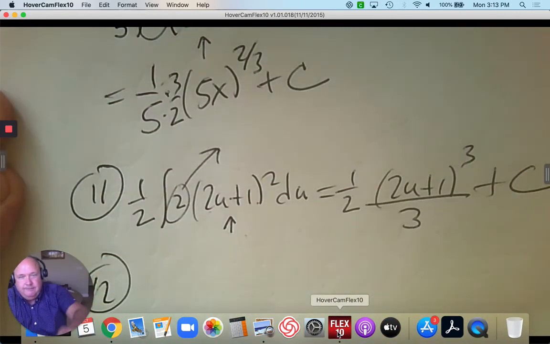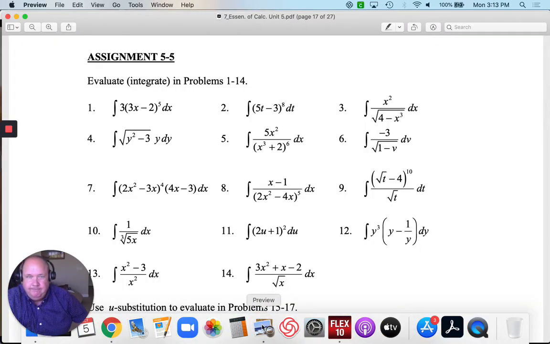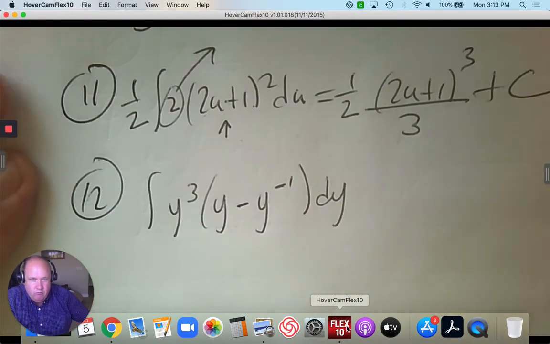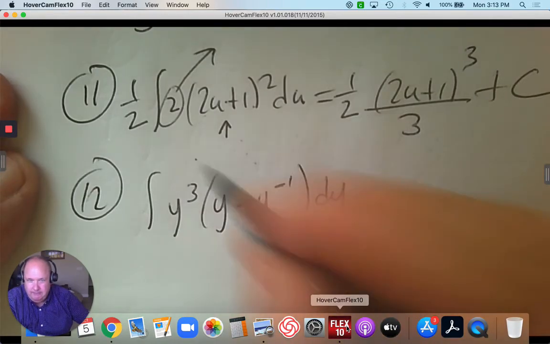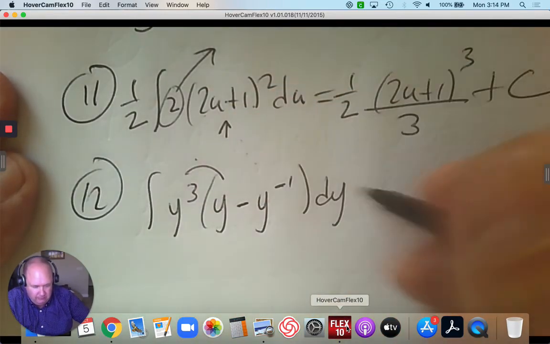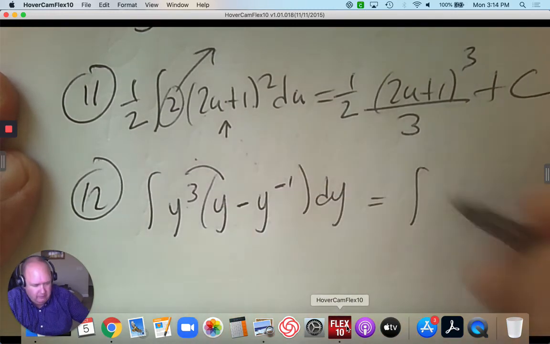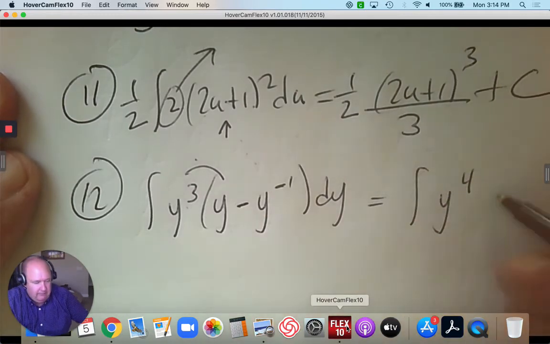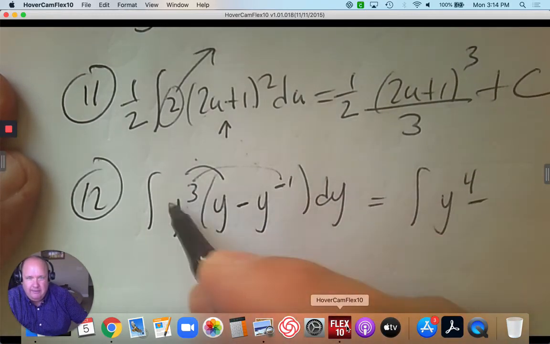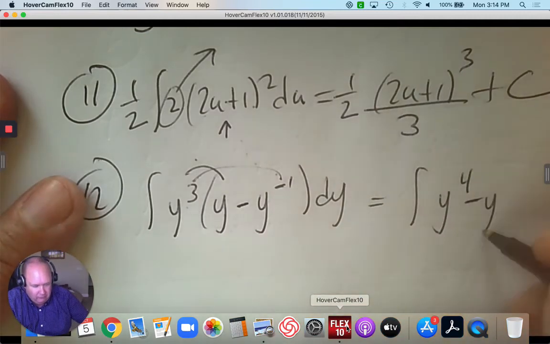Number 12. So y cubed, and then I have y minus, now 1 over y I'm going to write as y to the negative 1, dy. Now for this one, this is not u and u prime. They're not matching. I'm actually going to distribute. So I'm going to do some algebra. So y cubed times y, add the exponents, and you have y to the 4th. Same thing here, subtract, distribute, add the exponents because the bases are the same. That's y squared.